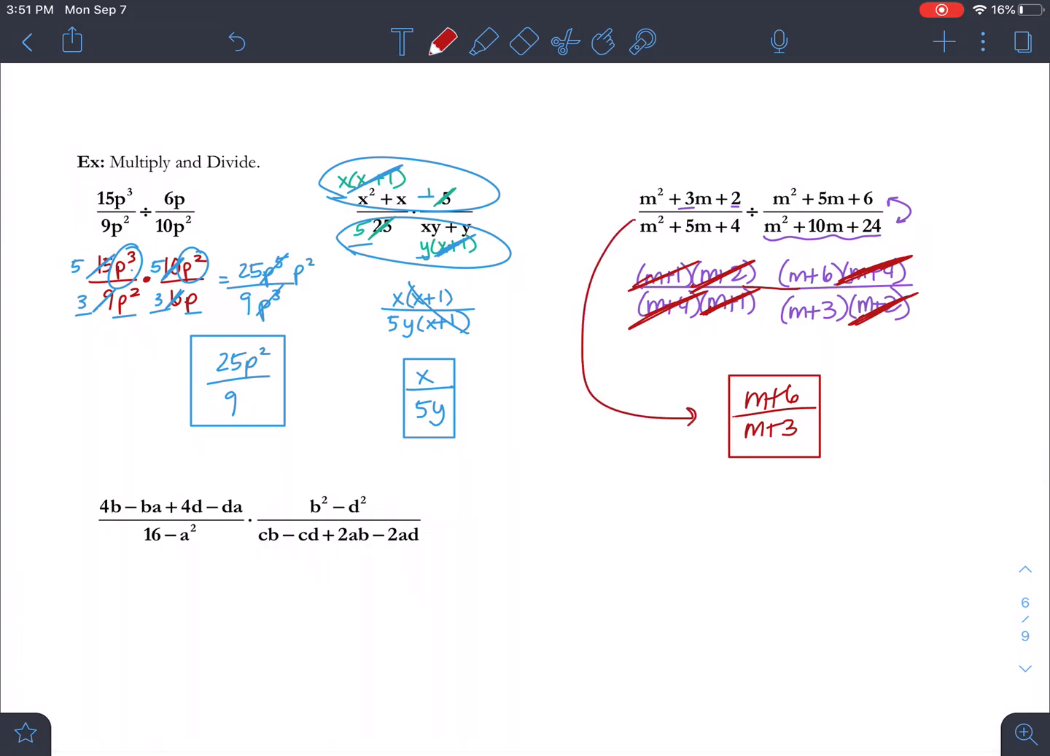Okay, so as I mentioned, we're going to try this one in class. I want you guys to think about, how do we factor 4 terms? And that's going to really come in handy here.